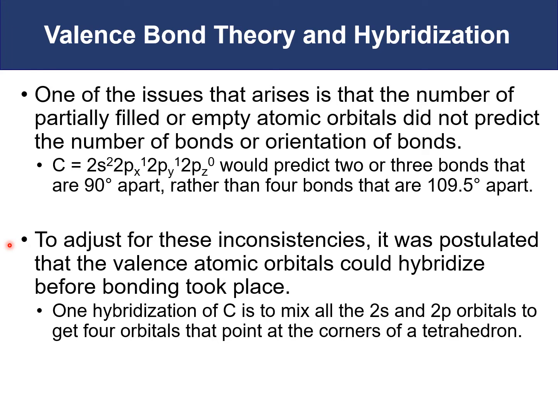To adjust for these inconsistencies, it was postulated that the valence atomic orbitals actually could hybridize, which is a form of adding the forms of their wave functions together before bonding took place. So one hybridization of carbon is to mix all of the 2s and 2p orbitals to get four orbitals that point at the corners of a tetrahedron.